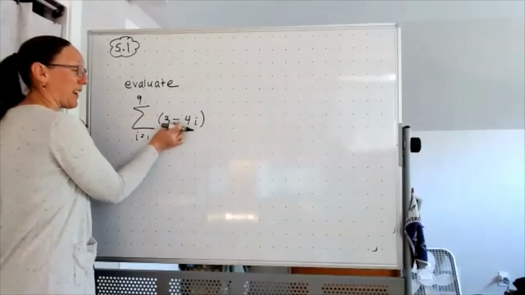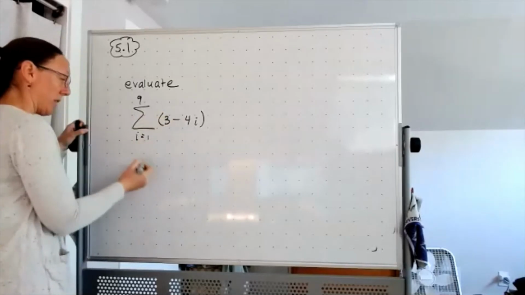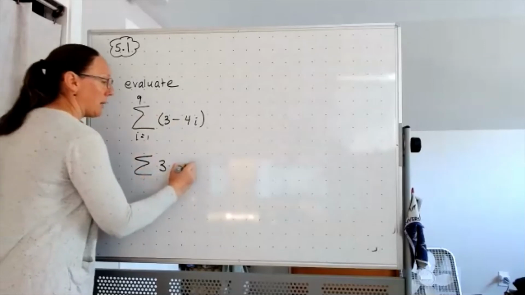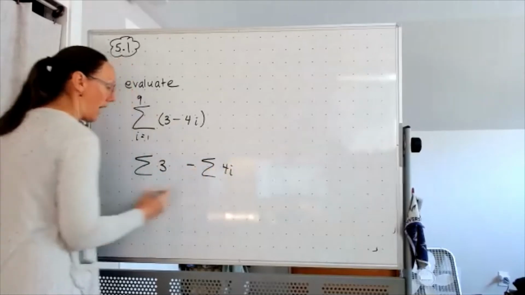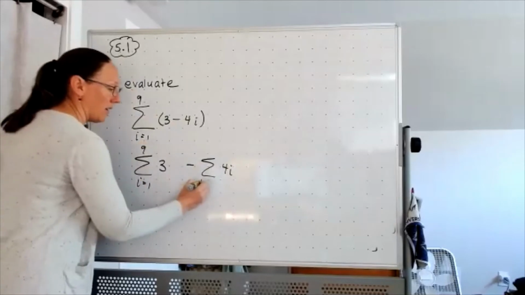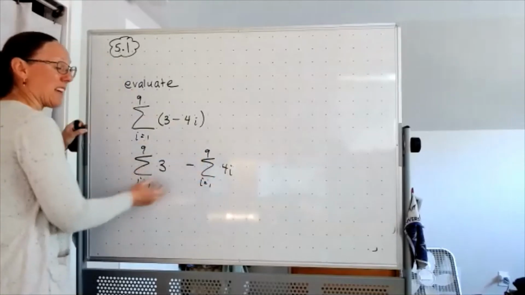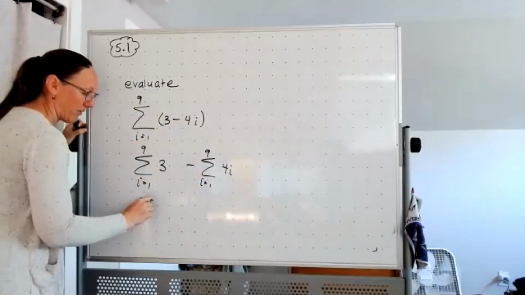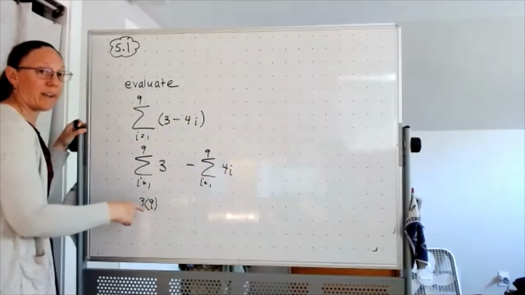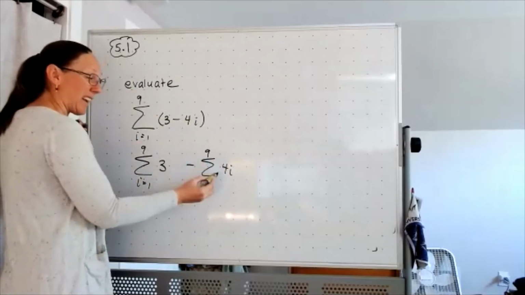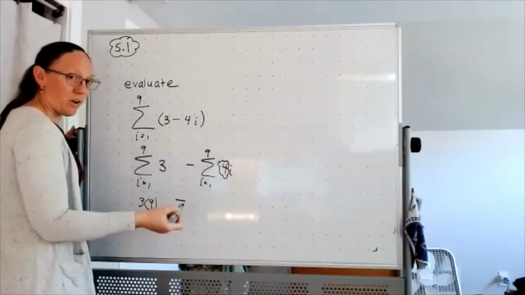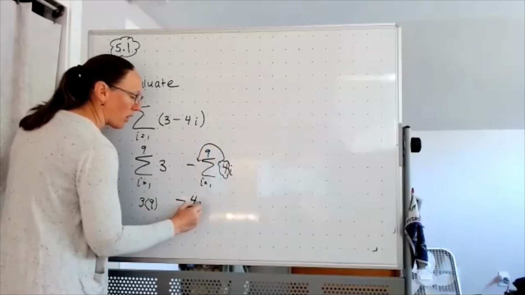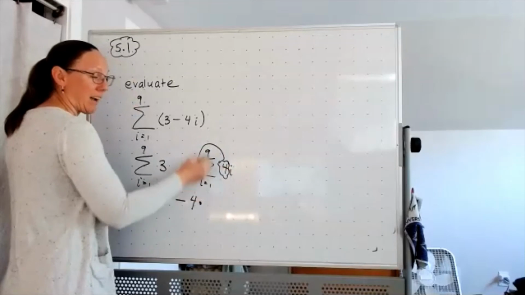So I'm going to break this apart because that's one of our sigma notation rules. So I'm going to write this as the sum of 3 minus the sum of 4i. And both of these are going from i equals 1 to 9 in this particular case. Now I'm going to apply that sigma notation rule that says when I evaluate this, I have 9 sets of 3, or I get 3 times 9. And then over here, another one of our sigma notation rules is that I can move the 4 out front so that this becomes 4 times the sum of i from 1 to n.